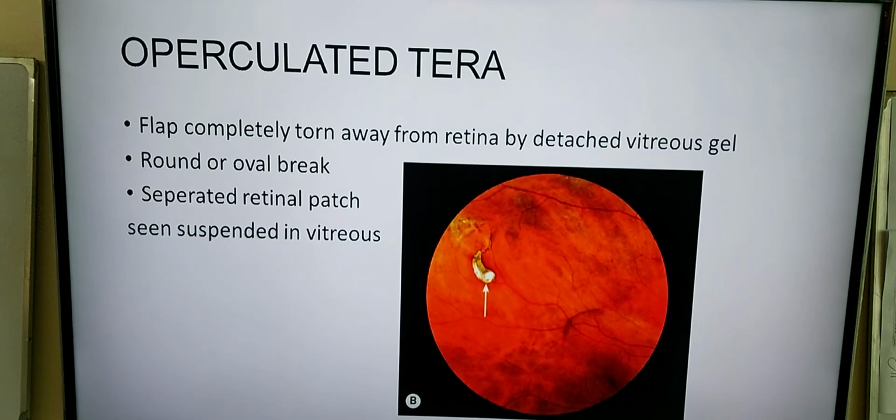Operculated tear. In an operculated tear, the flap is completely torn away from the retina by detached vitreous gel, and there is a round or oval break. The separated retinal patch can be seen suspended in the vitreous.